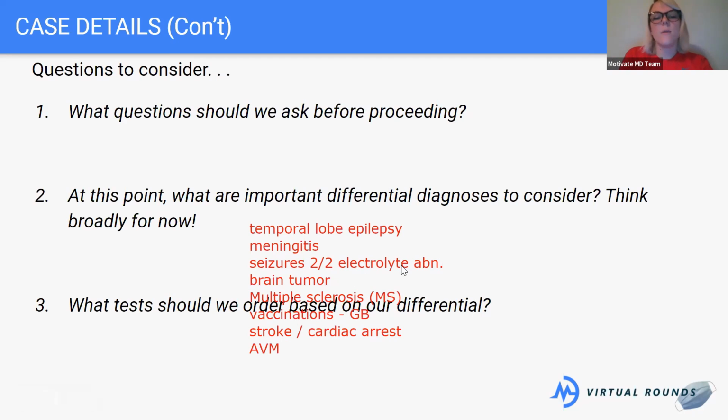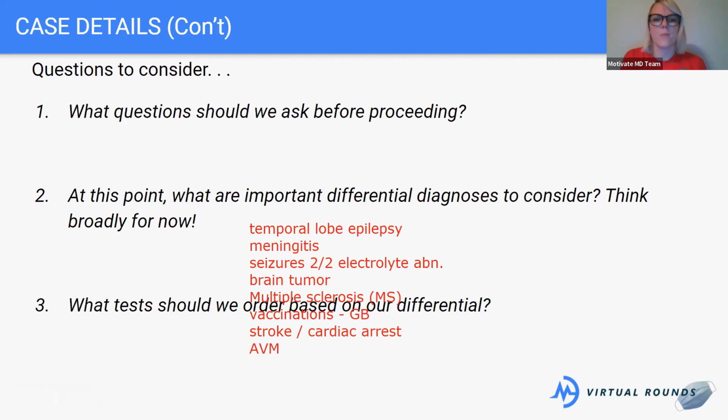So for CBC, we want to look at the white blood cell count in this instance, especially if we think there's an infection going on, an encephalitis, a meningitis kind of picture, so we can add that to our differential as well. I agree with the imaging.